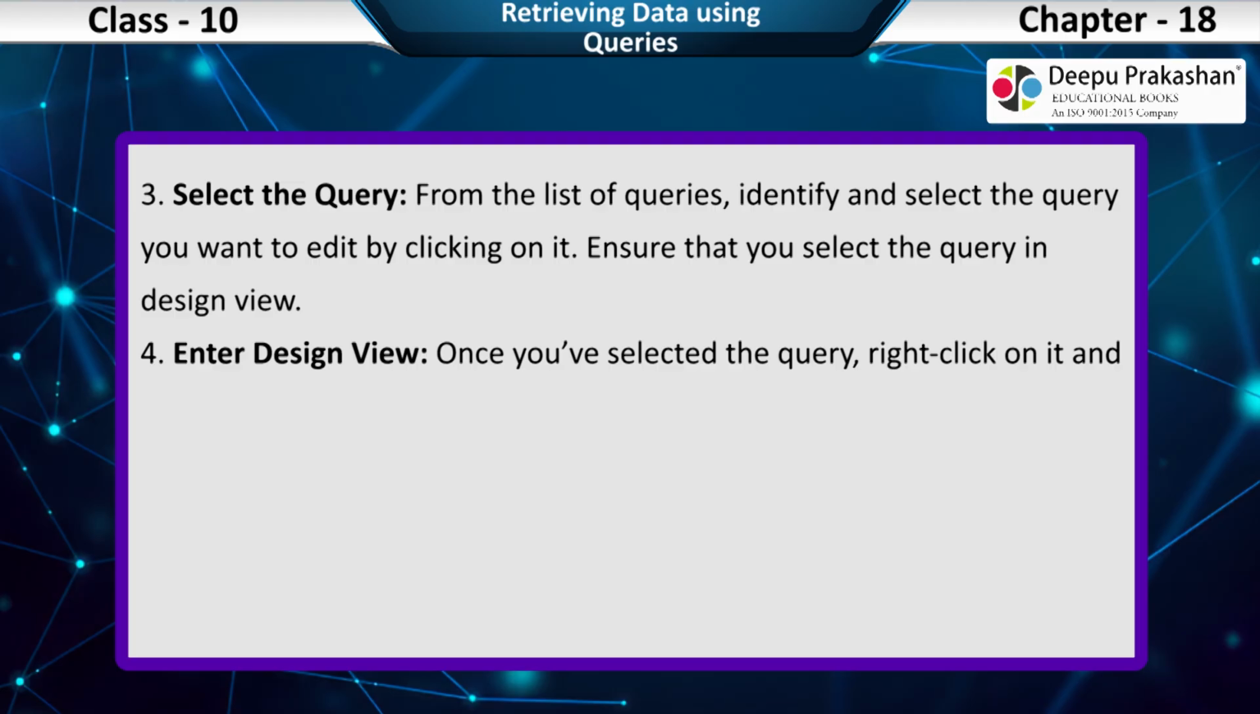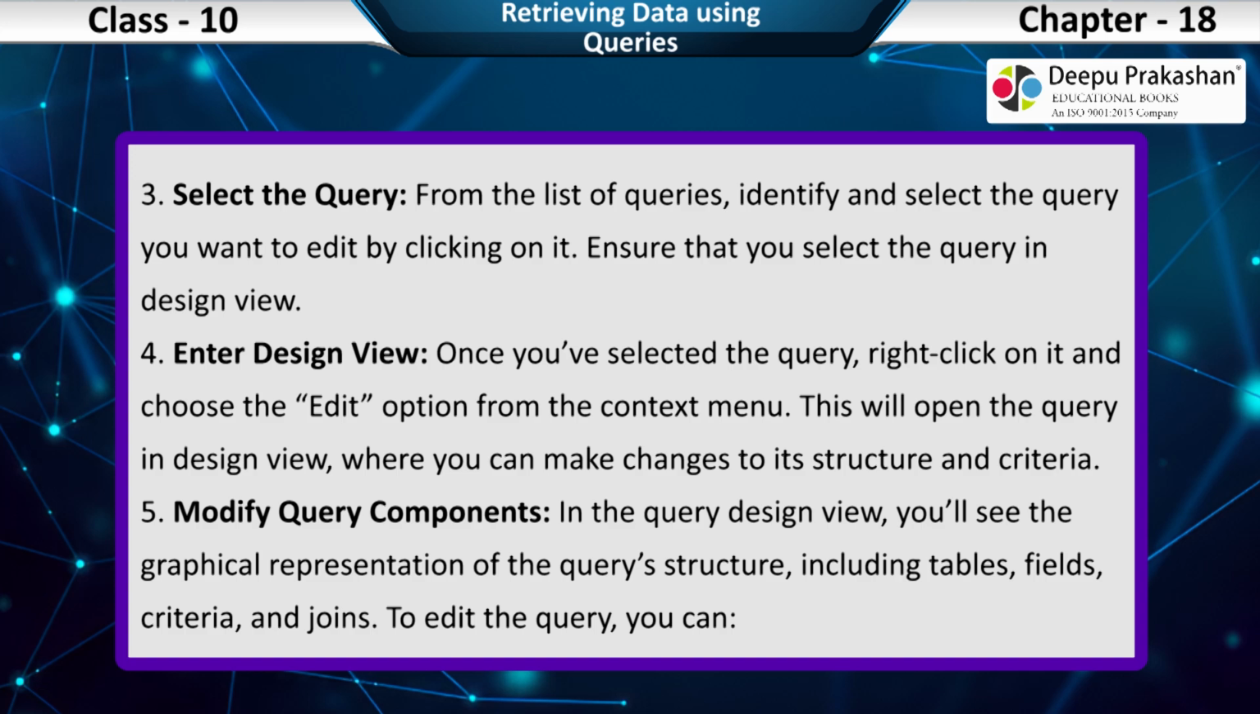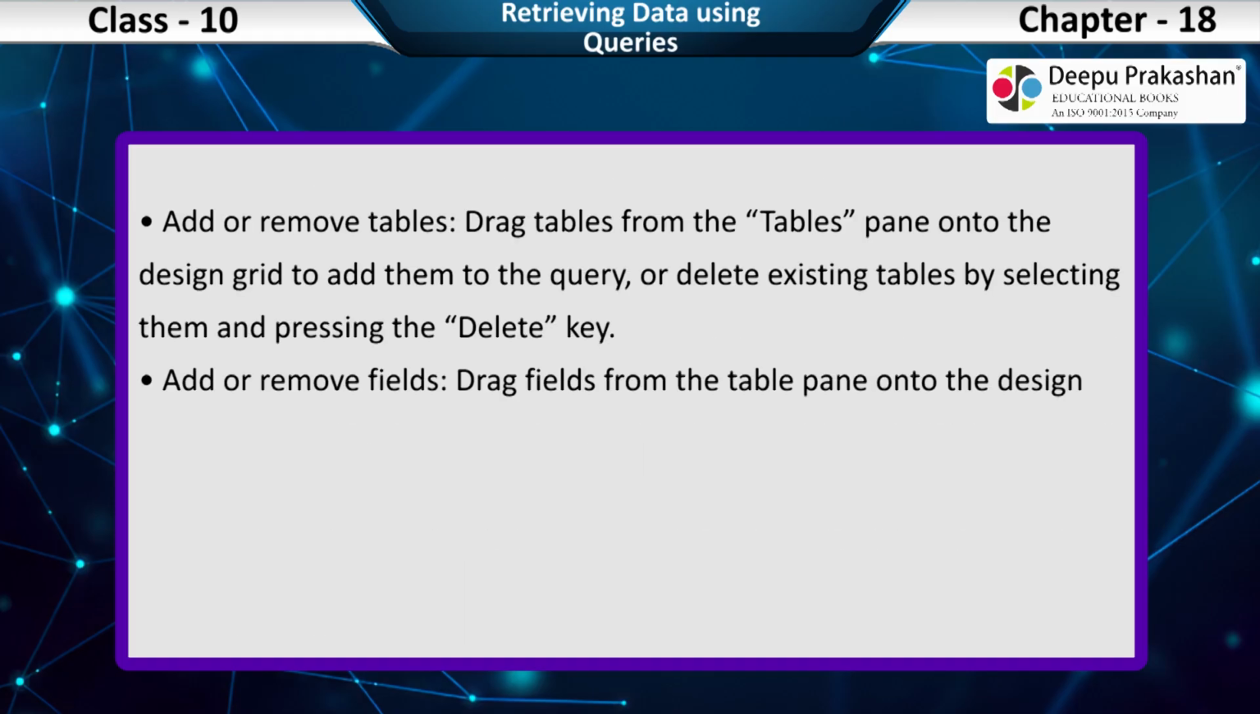Ensure that you select the query in Design View. Enter Design View. Once you've selected the query, right-click on it and choose the Edit option from the context menu. This will open the query in Design View, where you can make changes to its structure and criteria. Modify query components. In the Query Design View, you'll see the graphical representation of the query's structure, including tables, fields, criteria, and joins.